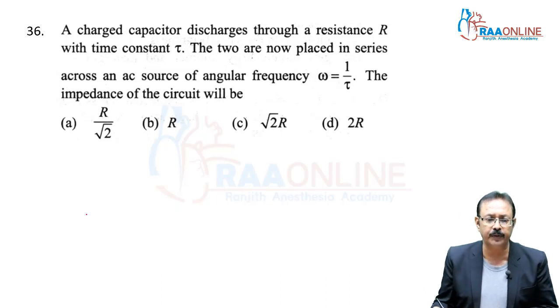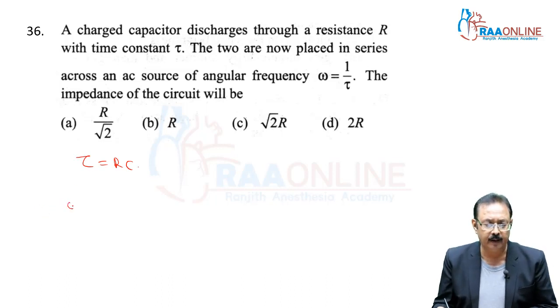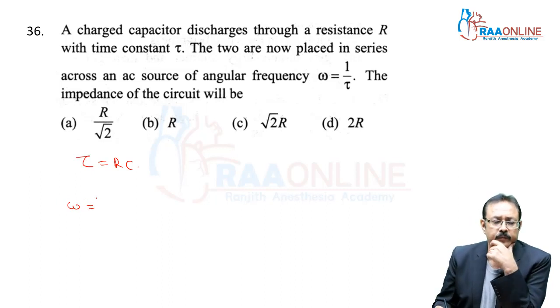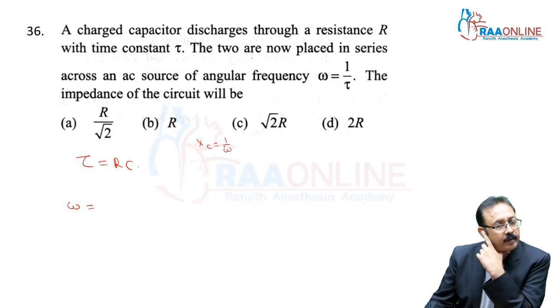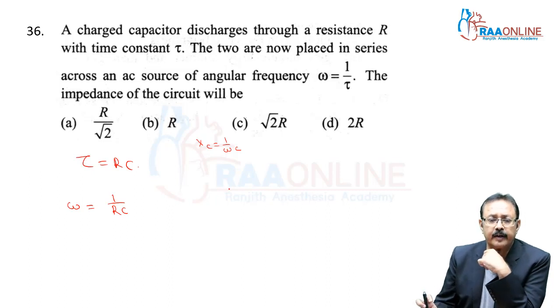We know that what is tau? Tau is RC, the time constant. What is omega? We know that XC is 1 upon omega C. So omega we can write as 1 upon RC. Omega, what we can write? In this circuit, 1 upon RC.